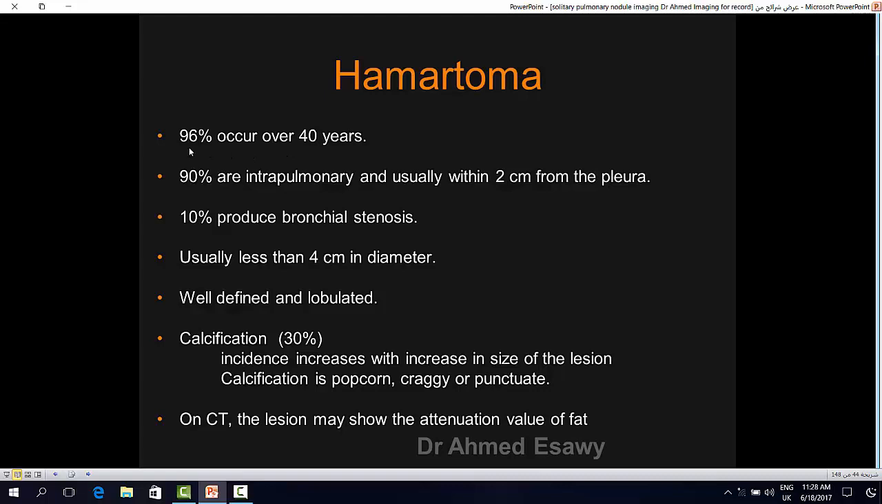Hamartoma: 96% occur over 40 years. 90% are intrapulmonary, usually within 2 cm of the pleura. 10% produce bronchial stenosis. Usually less than 4 cm in diameter, well defined and lobulated. Calcification occurs in 30%, and the incidence increases with the size of the lesion. Calcification may be popcorn, Craigie or punctate. On CT the lesion may show the attenuation value of fat.